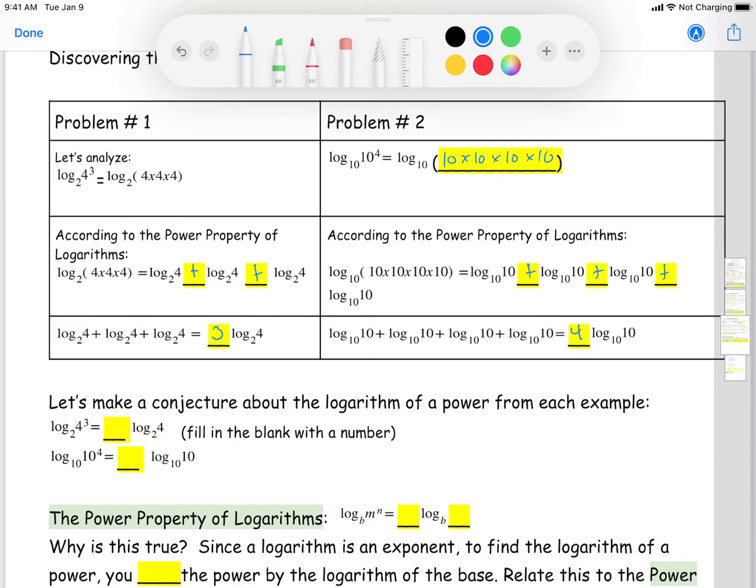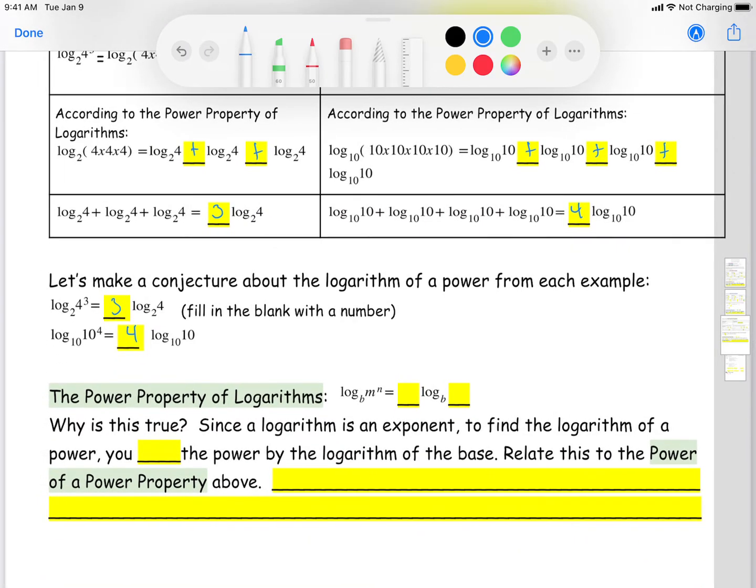So if we're making a conjecture about the power of a logarithm, or a logarithm to a power, if I look at log base 2 of 4 to the 3rd, we found that it was 3 times log base 2 of 4. Log base 10 of 10 to the 4th was the same thing as 4 times log base 10 of 10. Long day. And so our power property of logarithms says that if I have log base b of m to the nth power, it's the same thing as n times log base b of m. Okay.